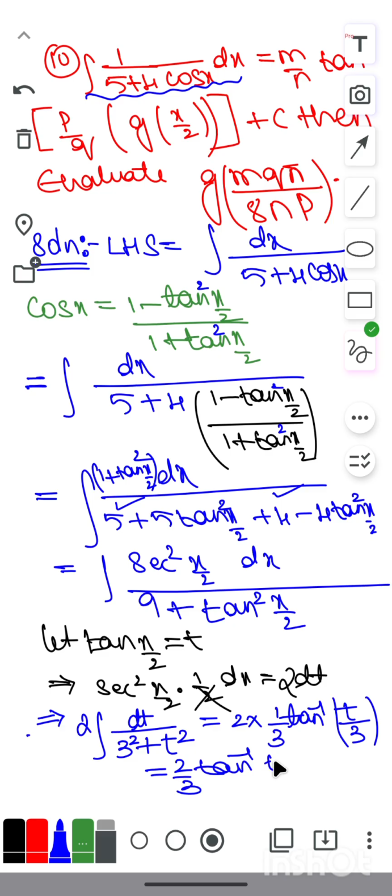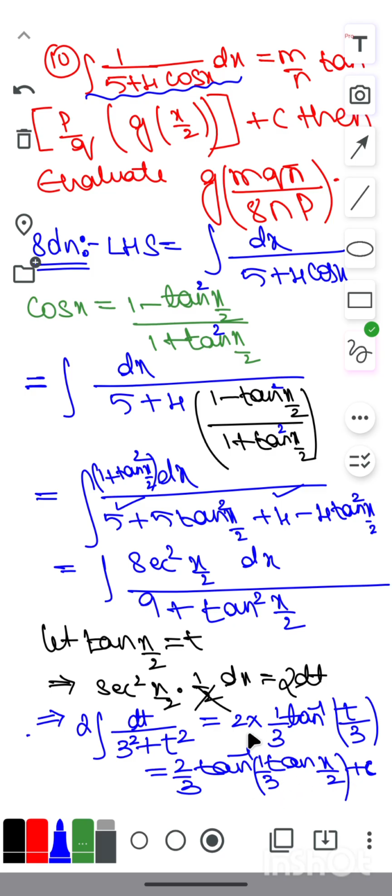Tan x by 2. So tan x by 2 divided by 3 plus c. Okay. Yes, we found the answer, which is of this form. That is 2 by 3 into tan inverse of 1 by 3 into tan x by 2 plus c.